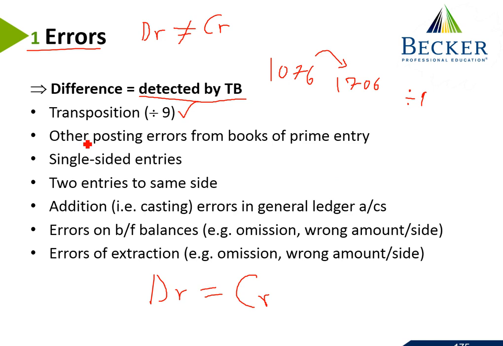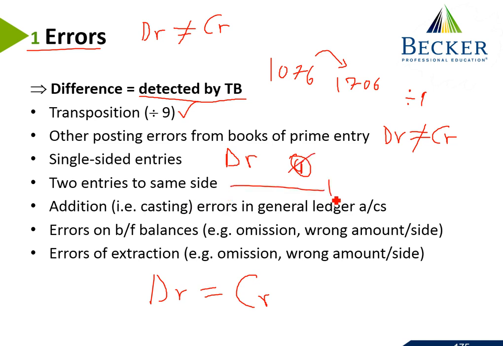Okay, so now when you're making errors from the books of prime entry and you make other types of posting errors, you post wrongly from the books of prime entry. Okay, and again, this will lead to an error when the debits do not equal the credits. Like for instance, you post only one side of a transaction and leave the other side blank, or you post them at different numbers, but in this case it's not a transposition error. That will also affect the trial balance. Single-sided entries, of course, this is like we just said, posting one side and leaving the other side uncared for.